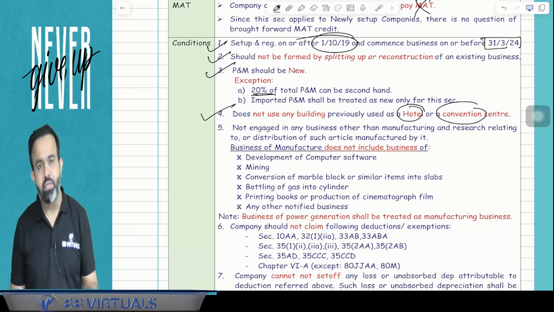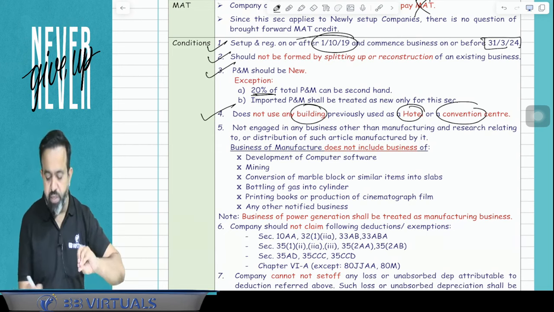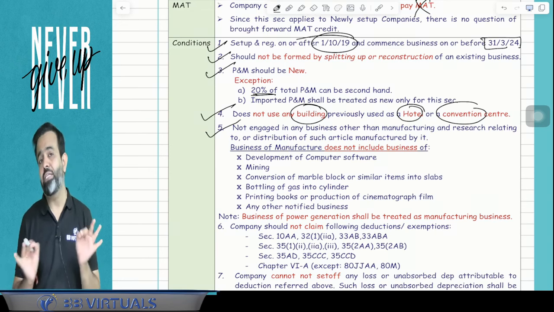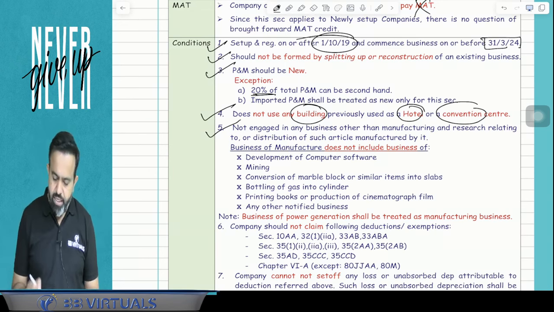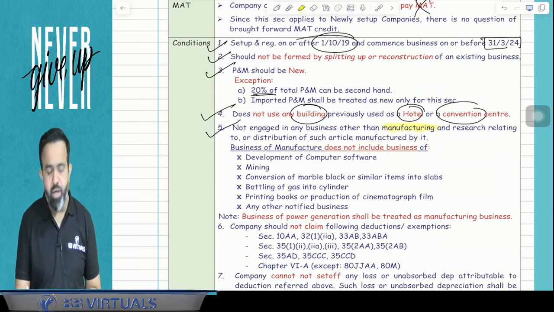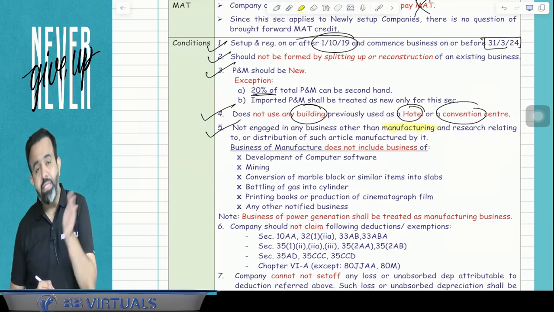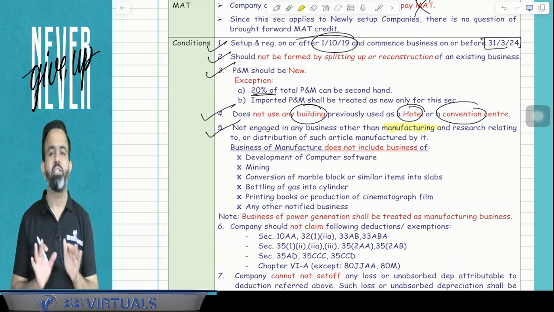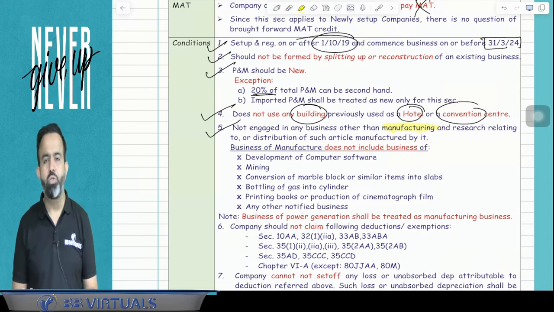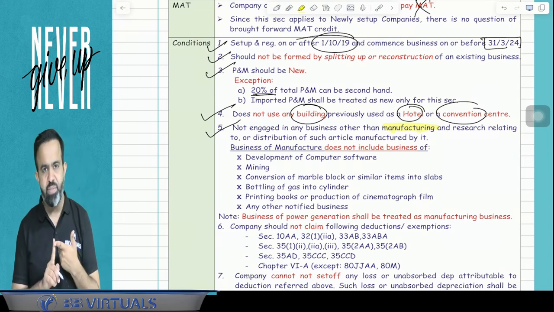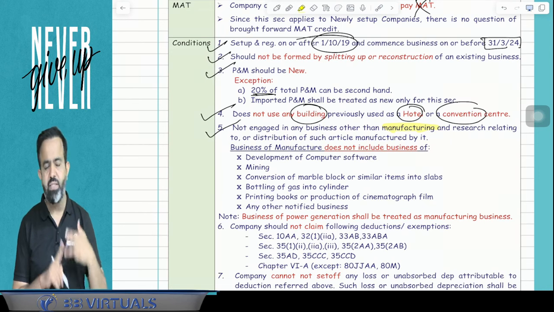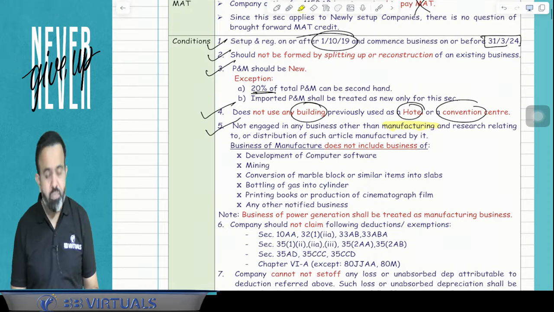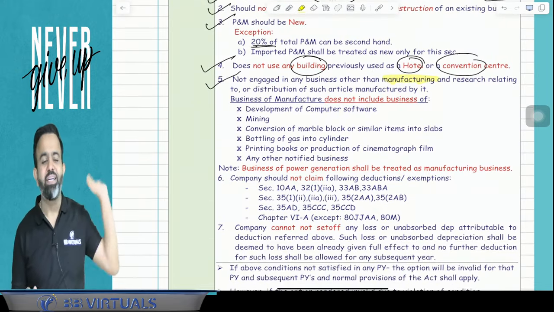So what I am saying is that this company cannot use any building which was previously used as a hotel or convention center. Now, the fifth condition is that the company should be engaged only in the manufacturing business, or research related to that business, and distribution of the product manufactured by that company. So the company should be engaged in only three activities. One is the manufacturing business, second is research related to that business, and third is distribution of the product produced by that company.